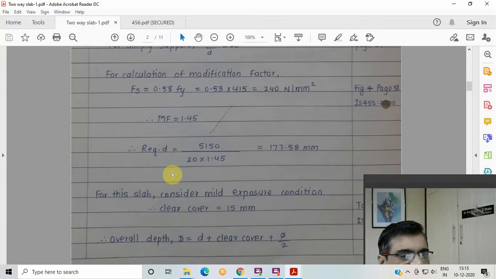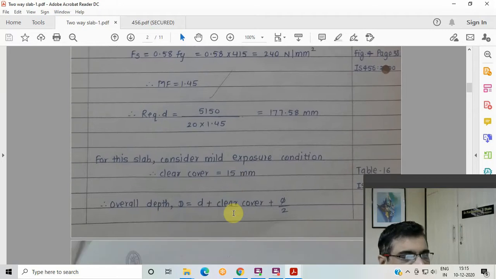Now it is necessary to consider the effective cover. So for that we'll consider the clear cover. Now for mild exposure condition, clear cover for slab is 20 mm. It is mentioned that if bar diameter up to 12 mm is used for mild exposure condition, clear cover can be reduced by 5 mm. So hence in this case we can provide 15 mm as the clear cover.